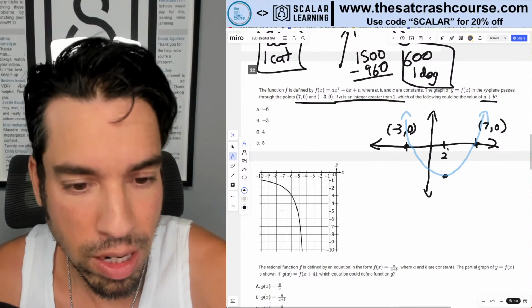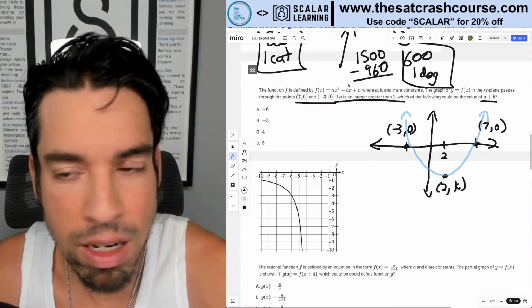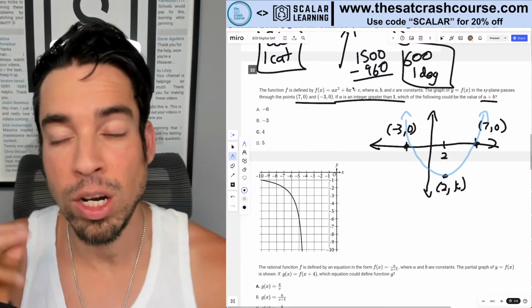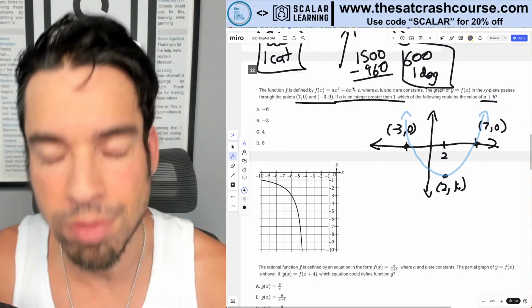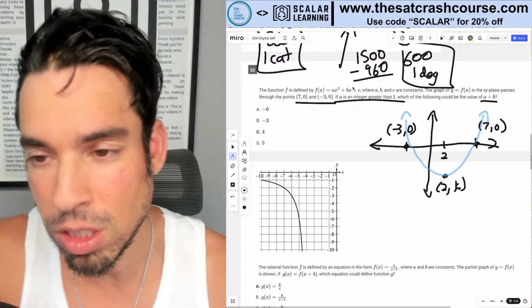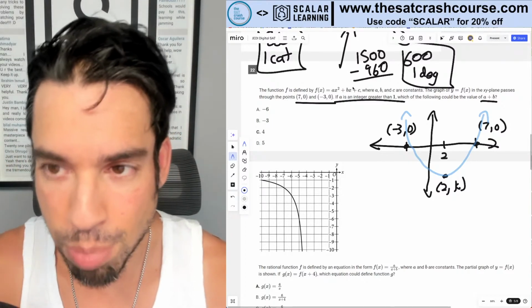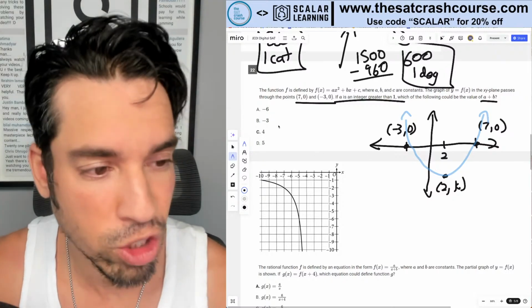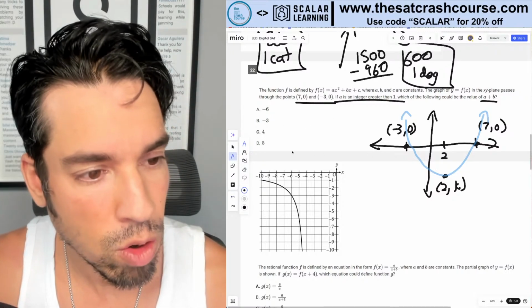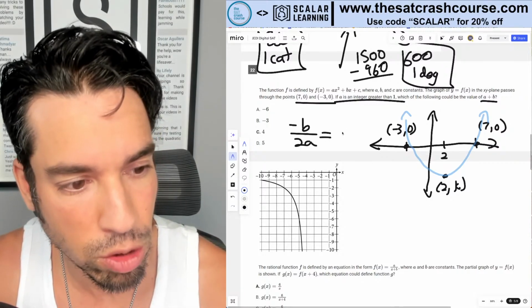Now, when I know the vertex is at 2 comma something, I can actually do a lot with this, because when you're dealing with a quadratic like this, you want to go back through all your nice little quadratic formulas, like sum of solutions, negative b over a, product of solutions, c over a, discriminant maybe. But here, an important one to remember is my vertex formula, which is negative b over 2a. So negative b over 2a is equal to my x value of the vertex, which is equal to 2.